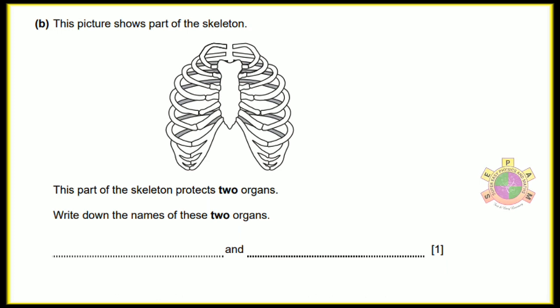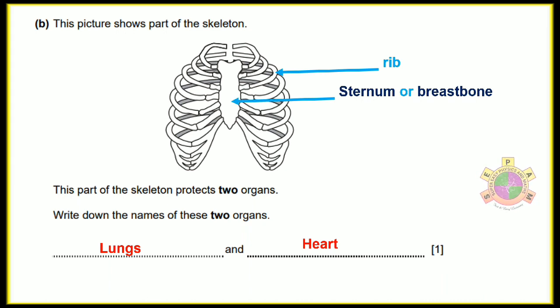This picture shows part of the skeleton. Write the name of these two organs, the parts that this skeleton protects. We have the lungs and the heart. So just label what we can label here. We have the rib, and we have the sternum or the breastbone.